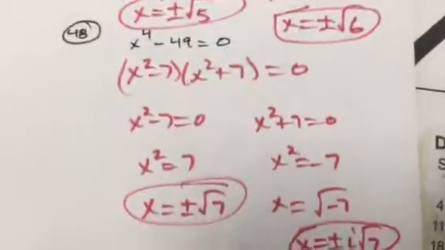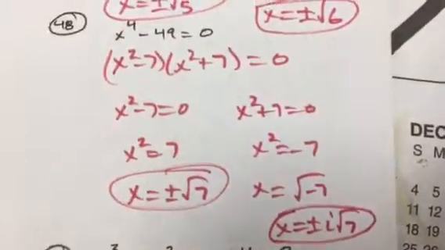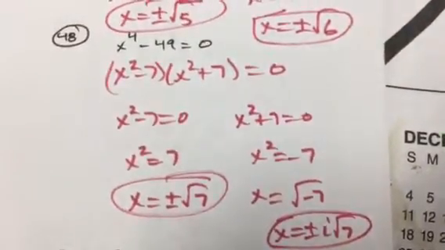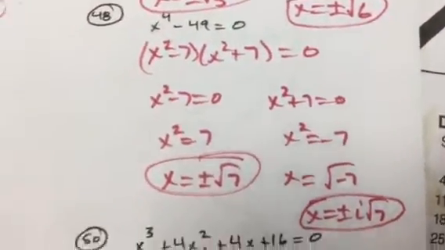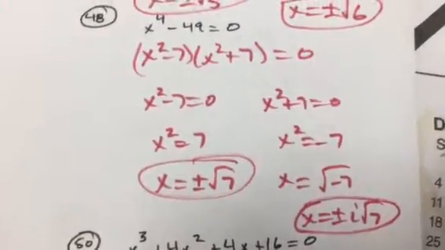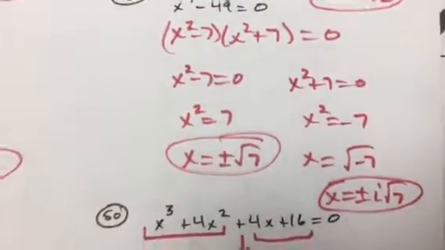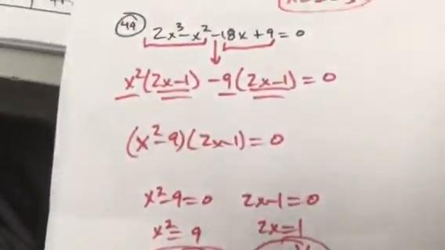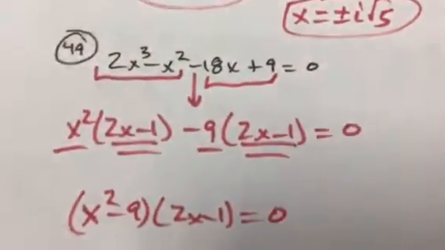It's literally the same type of question on 48. The only difference is instead of getting plus or minus root 5 and plus or minus i root 5, it's going to be plus or minus 7, plus or minus i root 7. You're going to have one question that either looks like 49 or 50. You've got to group the two together, factor by grouping.